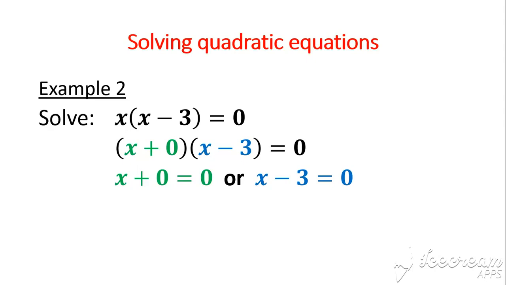We take the first bracket and try and make that equal to 0. X plus 0 is 0. We take the second bracket and make that equal to 0, x minus 3 equal to 0, and then we find our two solutions from here. So the first solution, x plus 0 equal to 0, x has to equal 0, because 0 plus 0 is 0. Our second solution, x has to equal 3, because 3 minus 3 is 0, so our two solutions are 0 and 3. Now, once you do a few of those, you start to get a bit more confident and realize as soon as you see an x out the front, one of my solutions straight away has to be 0.